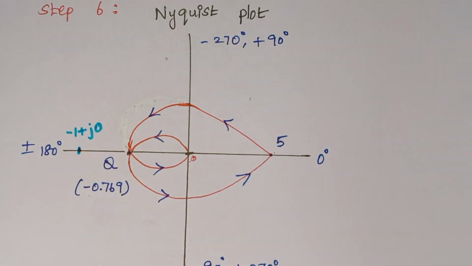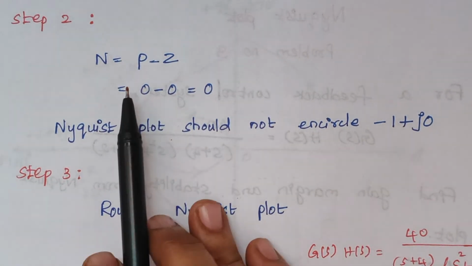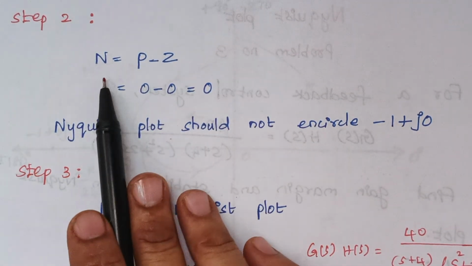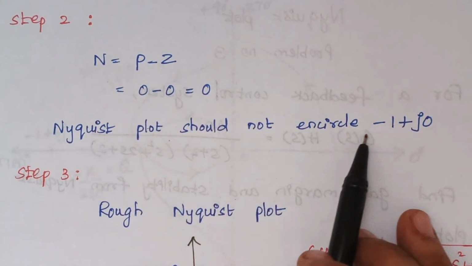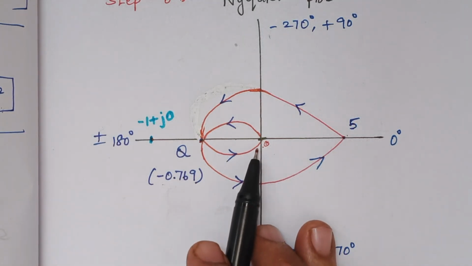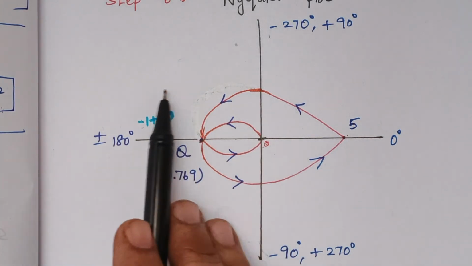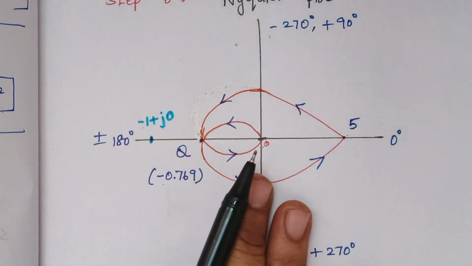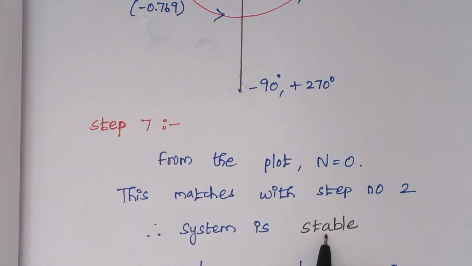Now go and check with our step number 2. So in step number 2 again, the value of n, that is number of encirclement around minus 1, should be 0. You see, Nyquist plot should not encircle this minus 1 point. Here in this Nyquist plot also the same thing is done, right? This point minus 1 is not encircled. So the number of encirclement around this minus 1 is 0, right? So here from the plot the value of n is 0. So this matches with step number 2, right? So the system is said to be stable.